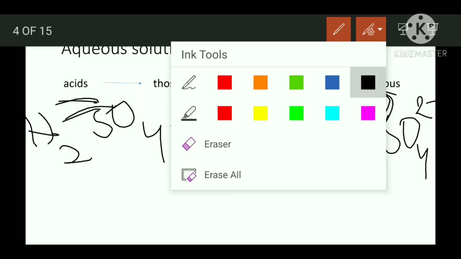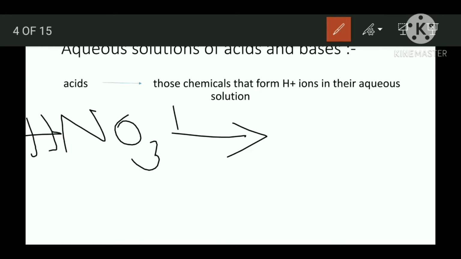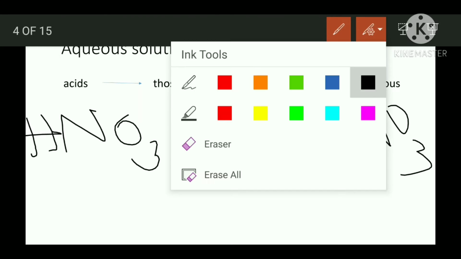Here another example is HNO3. If you dissolve it in water, then you get H plus ion and NO3 minus ion also.